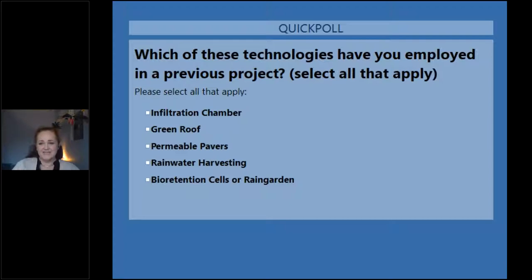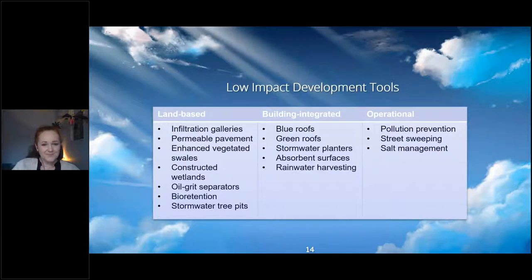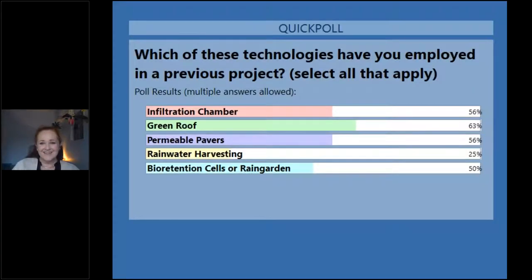And then because I can't see the poll, could you just let us know which are the most popular couple of technologies, Adam? Yes. So we can see the results. I'm not sure if you can see that screen now. So 56% have experience with infiltration chambers, 63% with green roof, 56% with permeable pavers, 25% with rainwater harvesting, and 50% with bioretention.